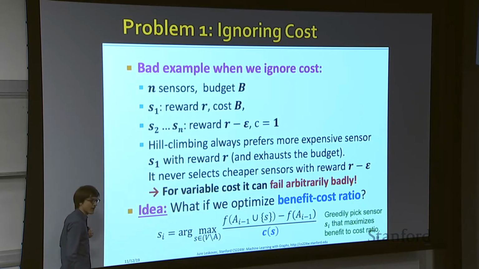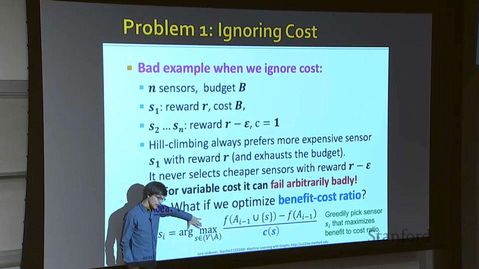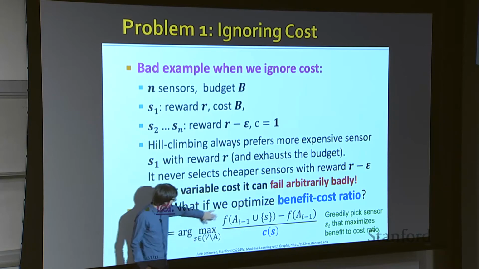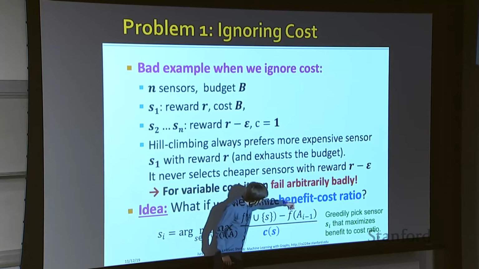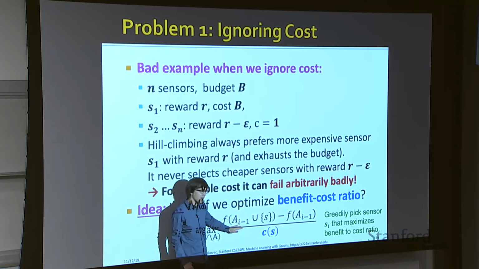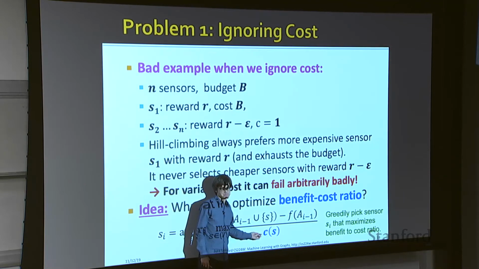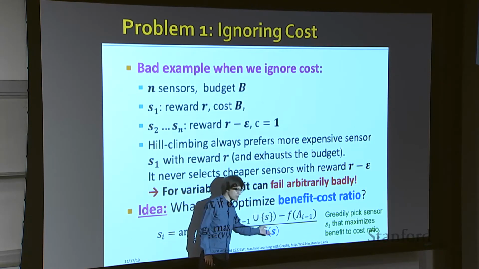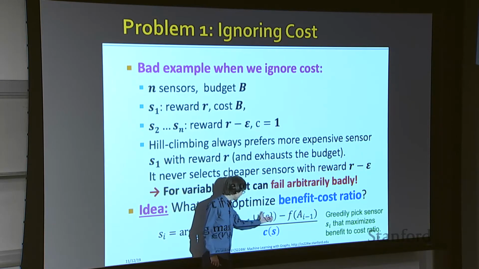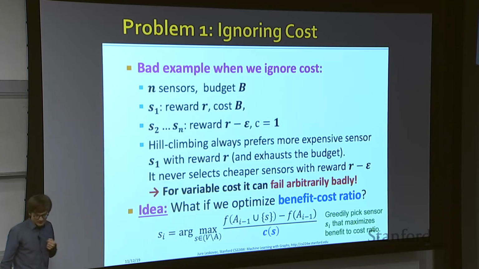So the way you can write this out is to say, at a given iteration of the algorithm, I will pick the sensor that gives me the highest ratio between the benefit, the marginal gain of that sensor, divided by the cost of the sensor. Okay, so I'm kind of saying what gives me the most bang for the buck, right? Like, what do I get the most benefit for the money I need to pay?